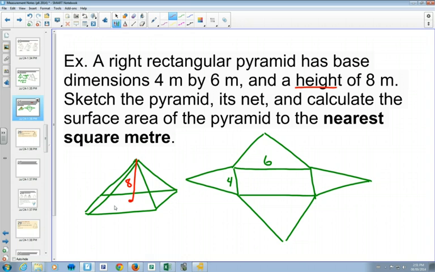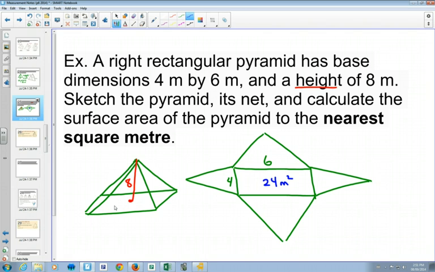Now in order to figure out the surface area of this, looking at the shape that we have, can you see that you have 2 bigger triangles, 2 smaller triangles, and a rectangle? Right away from the rectangle, that's the easy part. We know that that's going to be 24 meters squared for that rectangle.